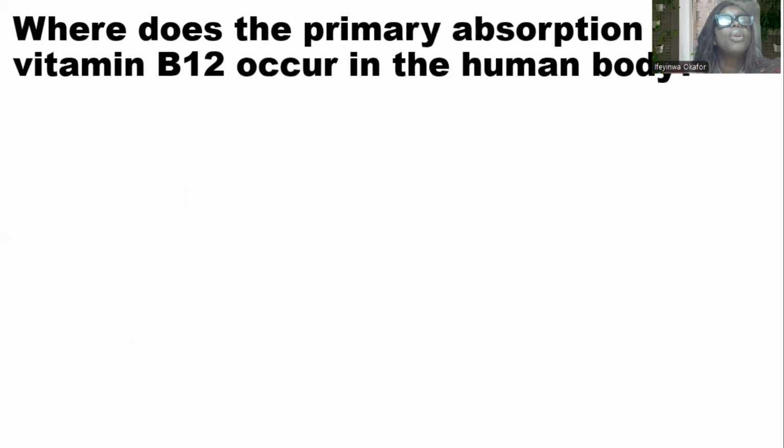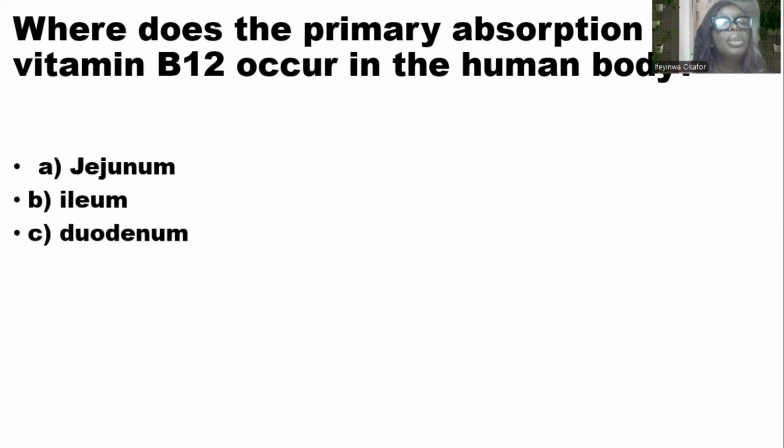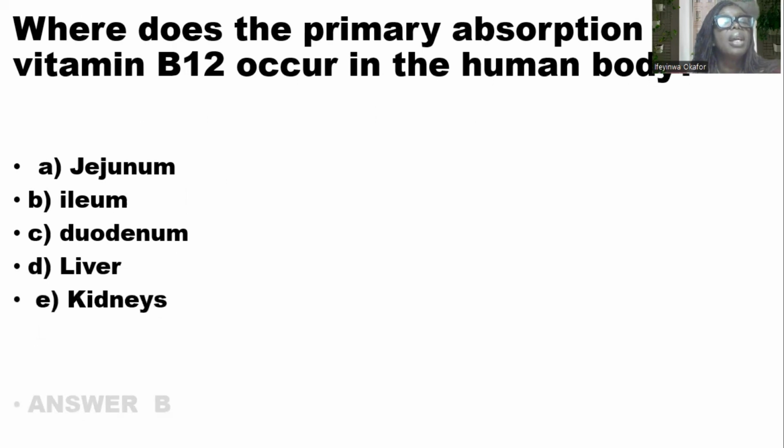Where does the primary absorption of vitamin B12 occur in the human body? We have jejunum, ileum, liver, kidneys, and the answer is B, ileum.